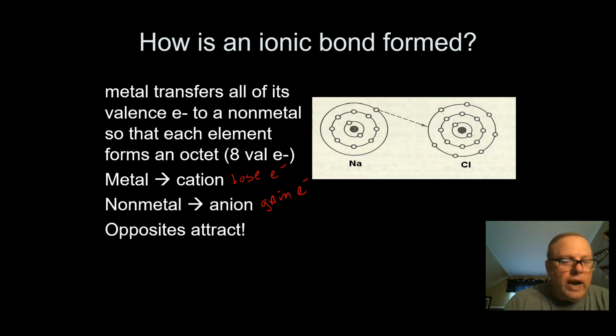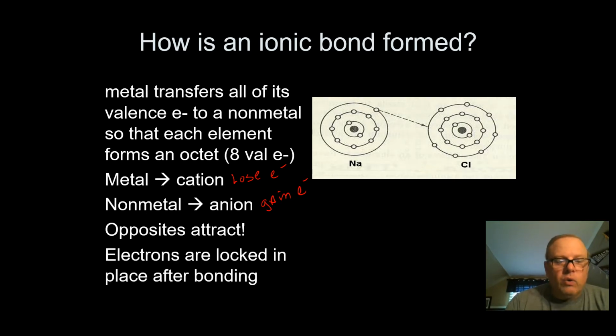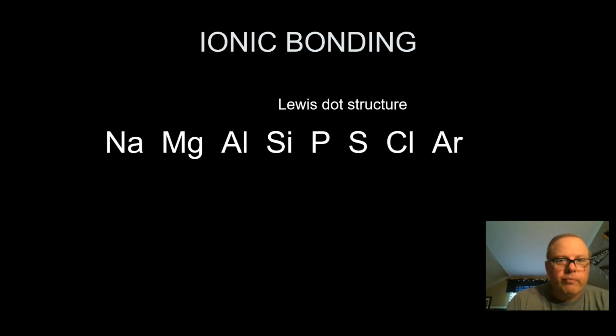So opposites attract. I like magnets, and we realize that like charges repel and opposite charges attract, and you end up with this very, very strong attraction. Now, something to keep in mind, the electrons are locked in place after bonding. Because here we have transfer, the electrons are going to move and they're going to stay there, and that's going to create a very permanent, strong bond.